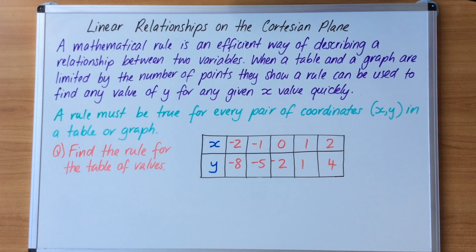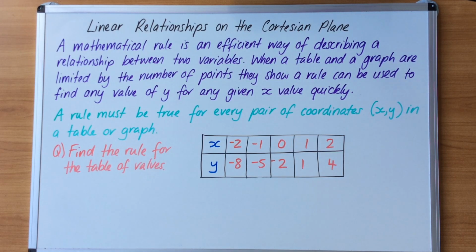So we are finding the rule of the table of values. This is the table of values here. Our question is find the rule for the table of values below. So we have to figure out the rule that gets us these answers in the row y.